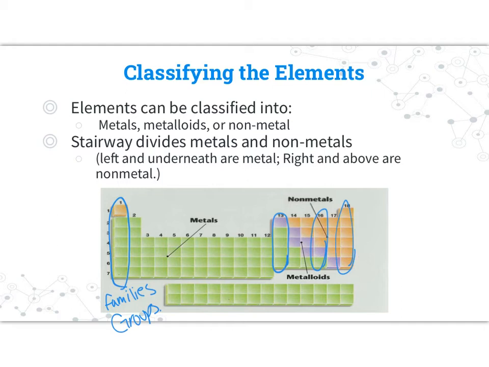Elements can also be classified into metals, metalloids, or nonmetals. There's a stairway that divides metals and nonmetals. To the left and underneath this stairway, which is here, are metals. To the right and above the staircase are nonmetals. Along the staircase here are what we call the metalloids.